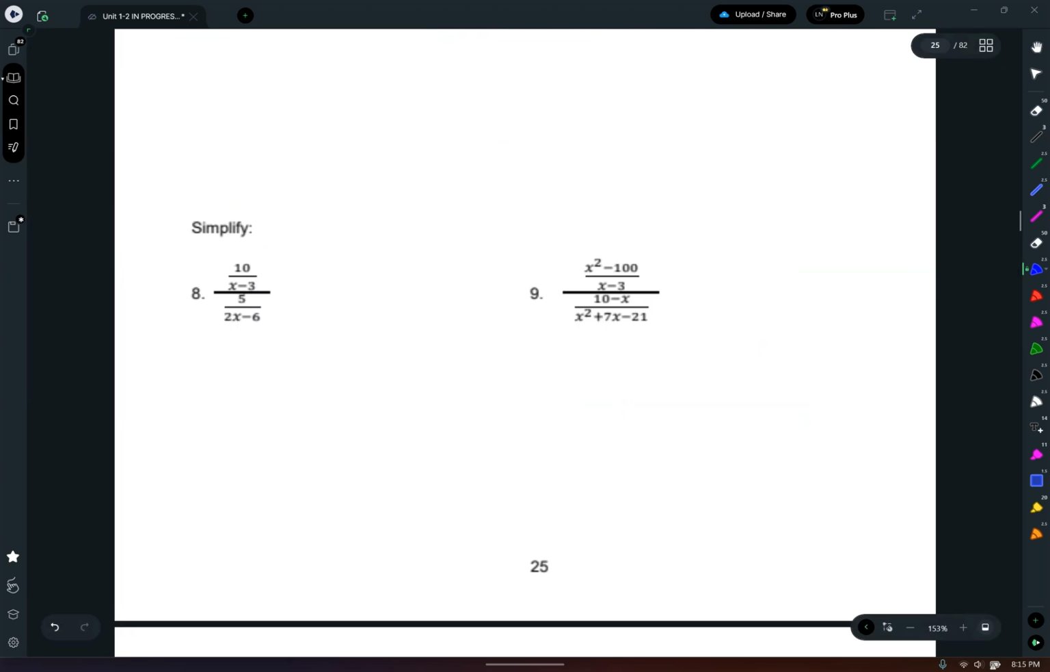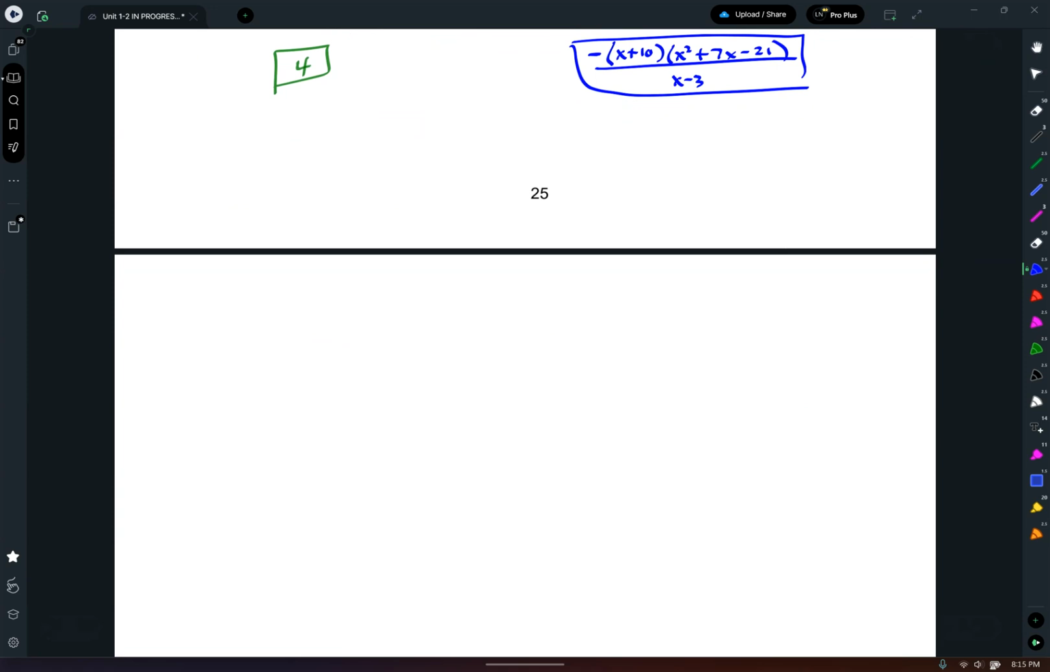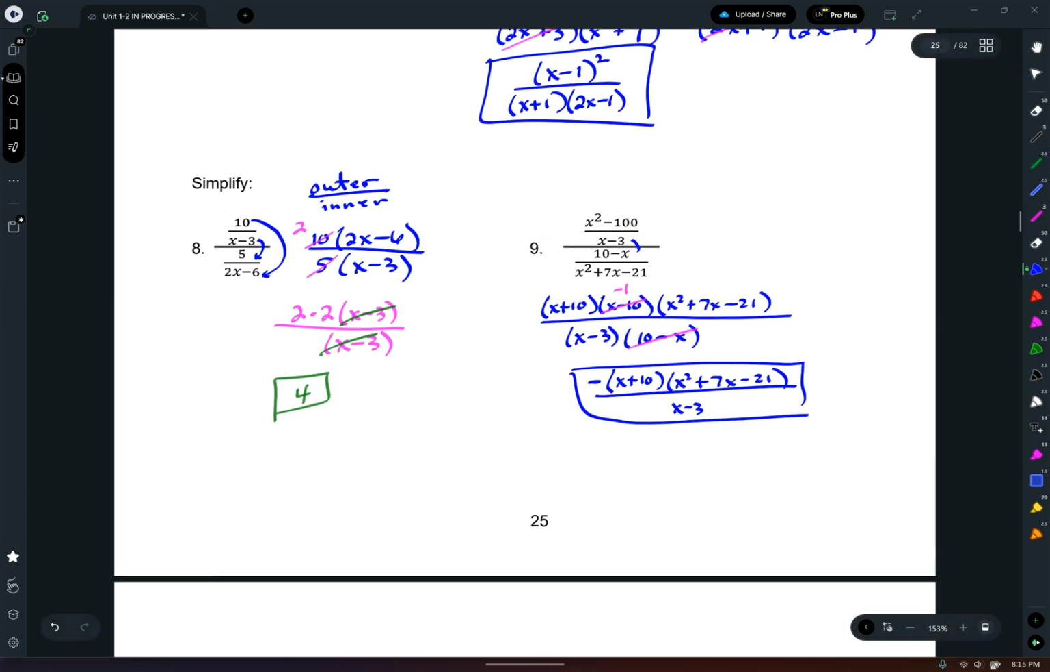Okay, so remember, when you're simplifying with fractions and everything, you can only cancel factors that are being multiplied. You can't cancel things that are part of addition and subtraction.